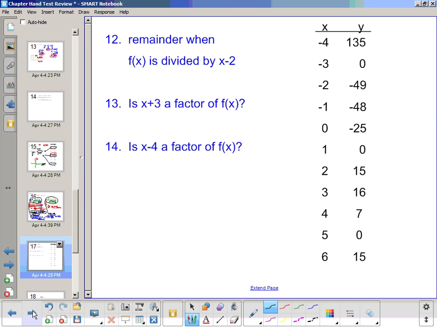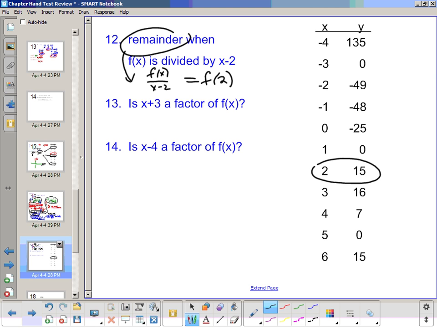For number 12, we're asked to find the remainder when f of x is divided by x minus 2. According to the remainder theorem, the remainder is going to be the same value as f of 2. So, if f of 2 equals 15, that means the remainder when f of x is divided by x minus 2 is also 15.